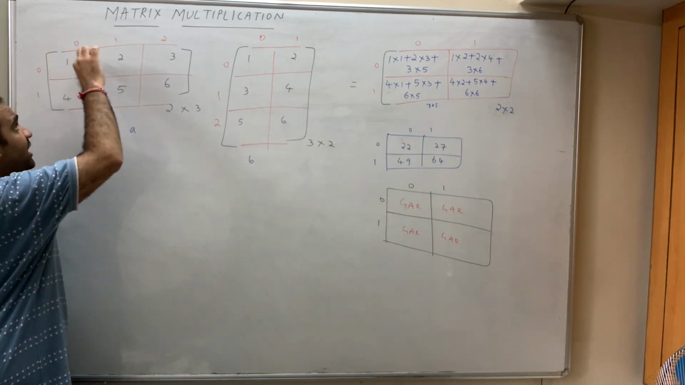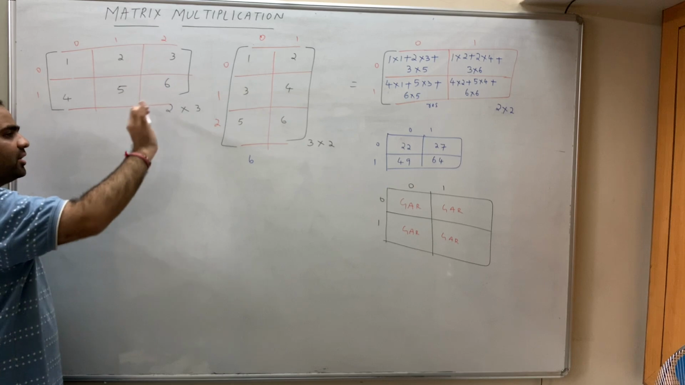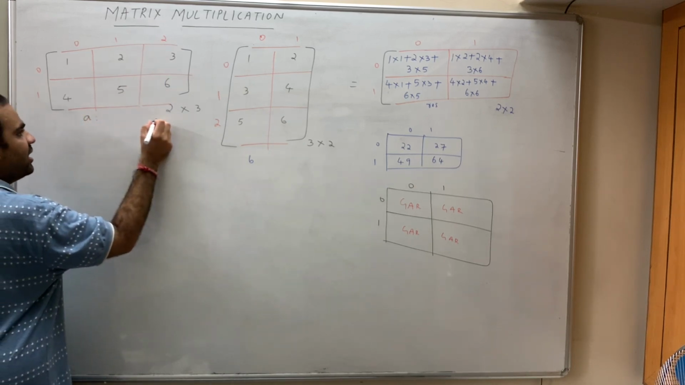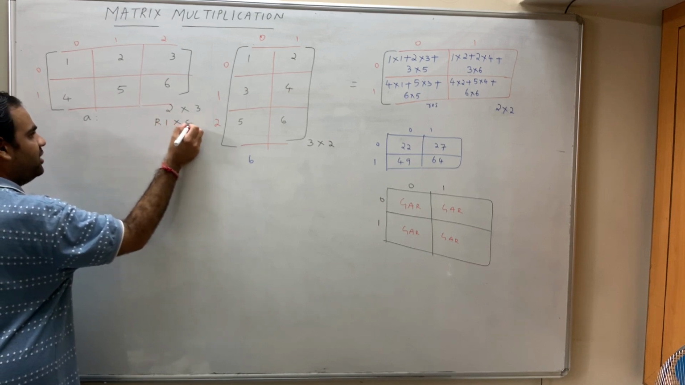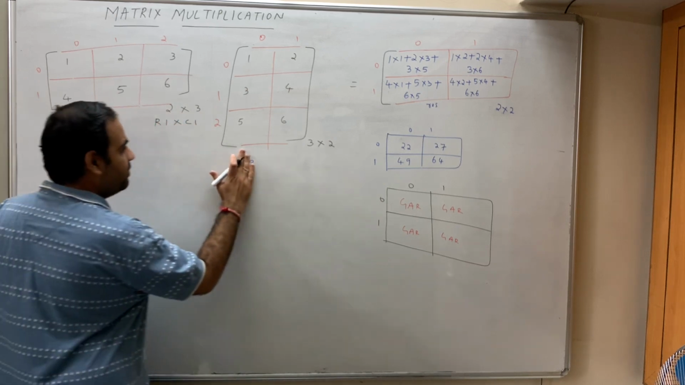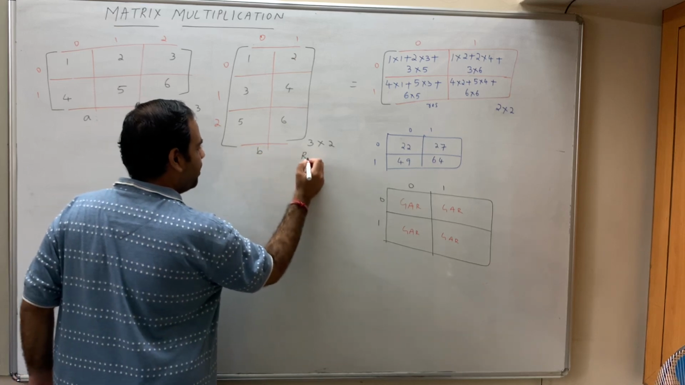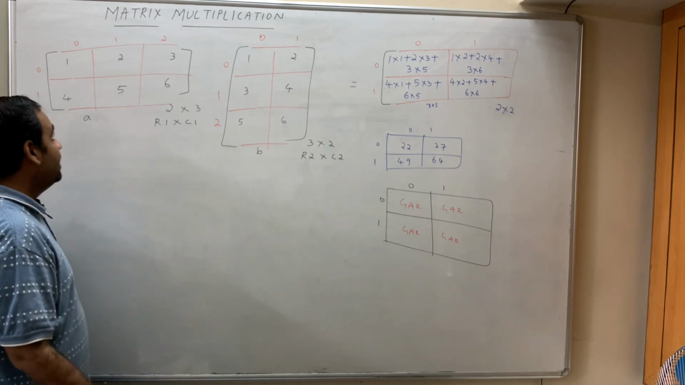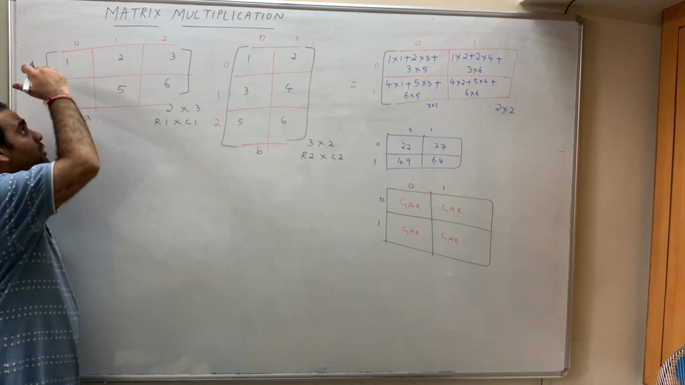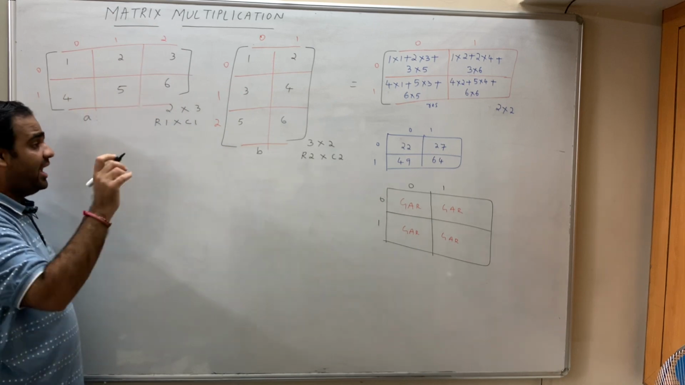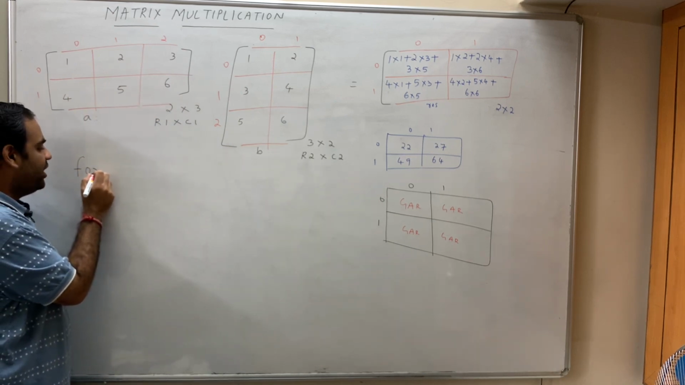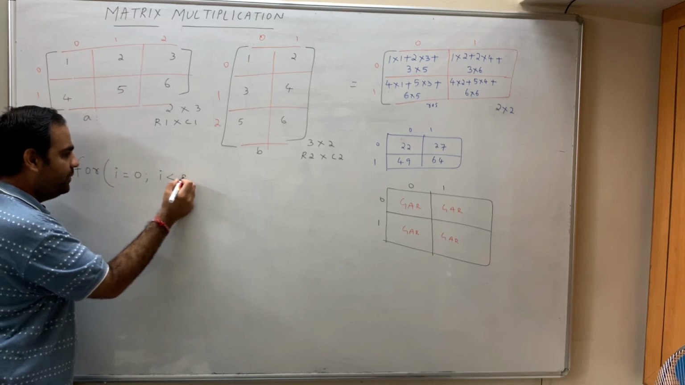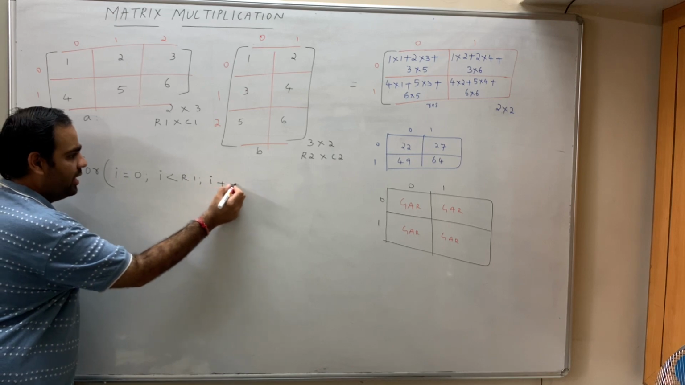Now what we need to do is take each row of the matrix A. Let us say in matrix A there are R1 rows and C1 columns, and in matrix B there are R2 rows and C2 columns. That is what we assume. What is the first thing I need to do? I need to take each row of matrix A. How do I take each row of matrix A? I say for i equal to 0, i less than R1, i plus plus.